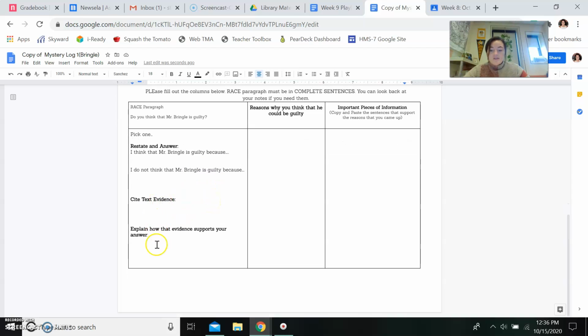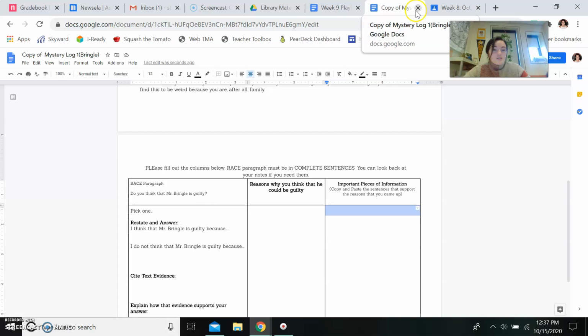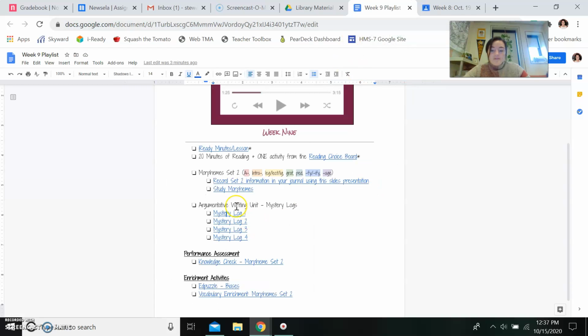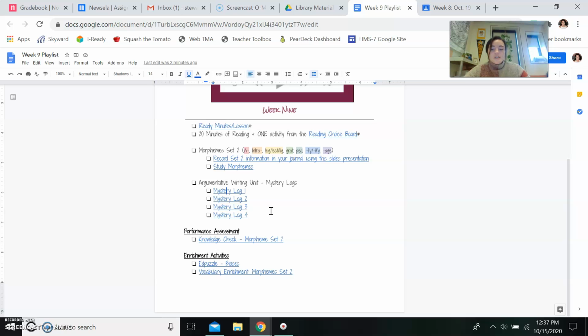Okay, cite text, evidence, and explain. Put reasons why you think he could be guilty here, and then any other important pieces of information that you highlighted, you can copy and paste down into this box right here. So that's your mystery log, and you will have 4 of those this week to work through. And they get pretty quick once you get going through them.